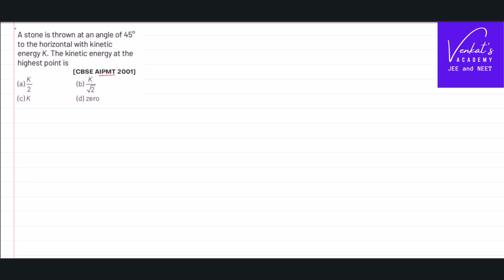This simple AIPMT question can be said to be a part of work and energy as well as two-dimensional motion. Consider this: a stone is thrown at an angle of 45 degrees to the horizontal with its kinetic energy K. What is its kinetic energy at the highest point? Let us see what the problem is trying to say.